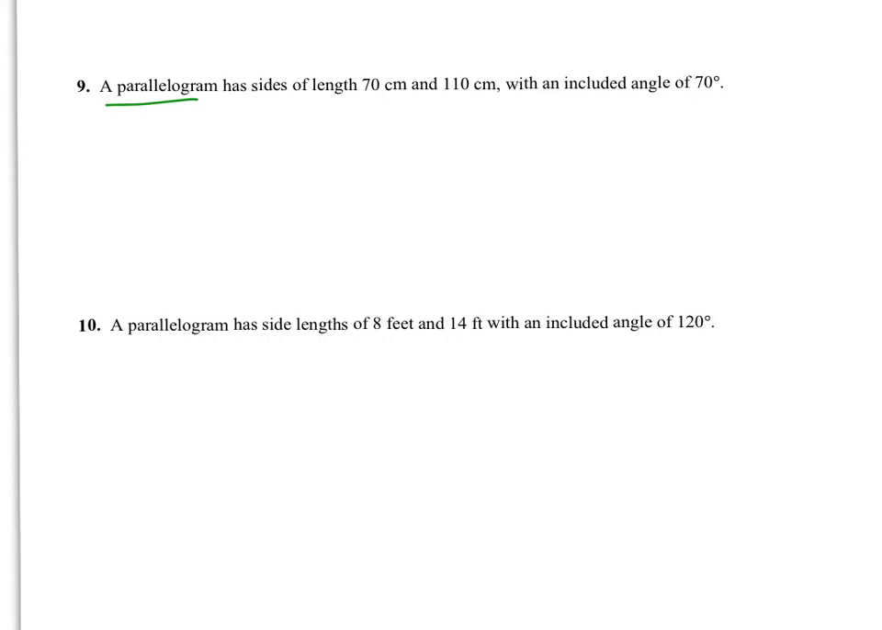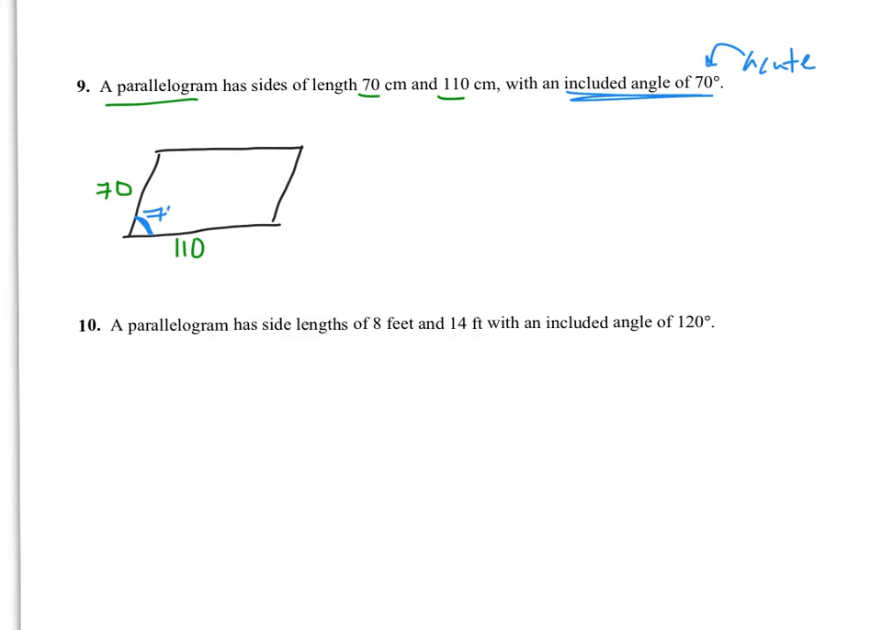If I sketch a parallelogram, I know that the sides aren't all the same, but the opposite side lengths have to be parallel to each other. If the lengths are 70 and 110, I would label 70 as the shorter length that I've drawn and 110 as the other. Now it says the included angle is 70 degrees. Notice 70 degrees is an acute measure. So as I draw this in, I'm going to draw it where the smaller of my angles is located. And that's what we get with the given information.